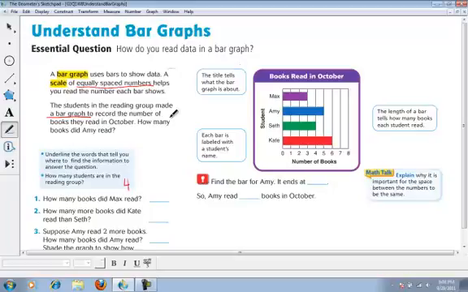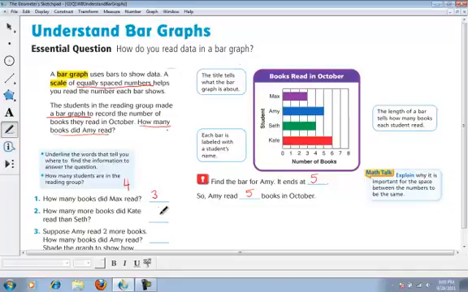Now, let's look back and see what the question is that we're trying to answer. It says, how many books did Amy read? It tells us here that we need to find the bar for Amy. That's the blue bar. And it ends at 5. So, Amy read 5 books in October. Now let's take a look at these questions over here. How many books did Max read? If you said 3, you're correct.